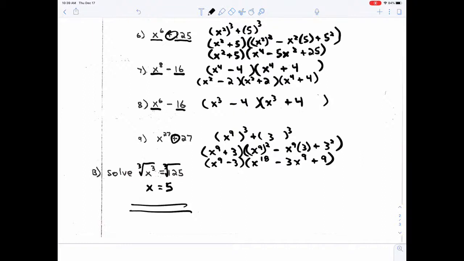So basically what you need to do is factor perfect cubes, okay?